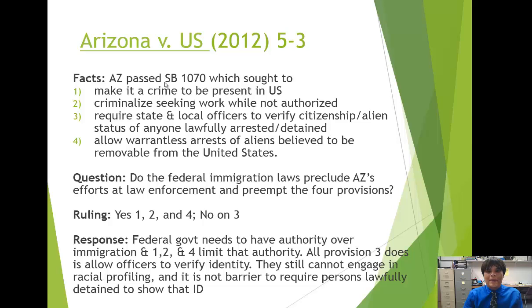One, make it a crime to be present in the United States if you are an undocumented worker or illegal immigrant. Two, criminalize seeking work while not authorized. Three, require state and local officers to verify citizenship and alien status of anyone lawfully arrested and detained. And four, allow warrantless arrest of aliens believed to be removable from the United States. Now, this Senate Bill 1070 would allow Arizona to do all four of these things.